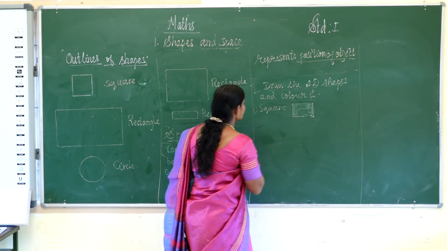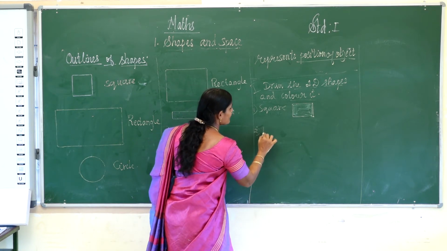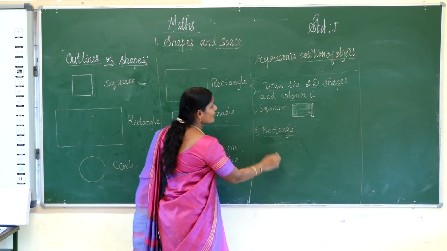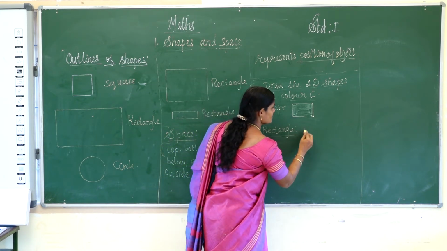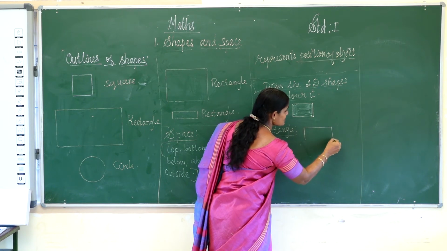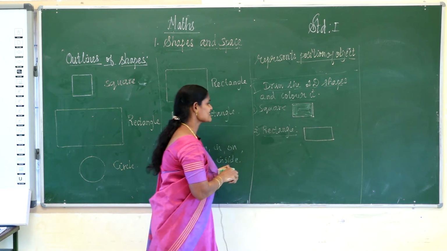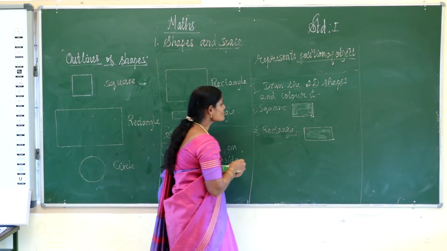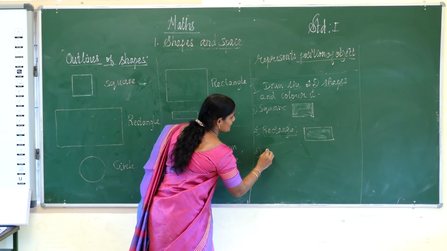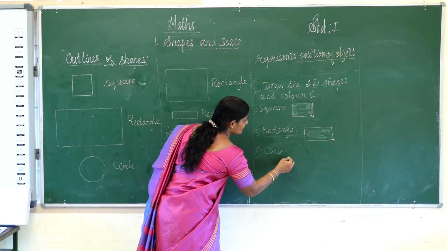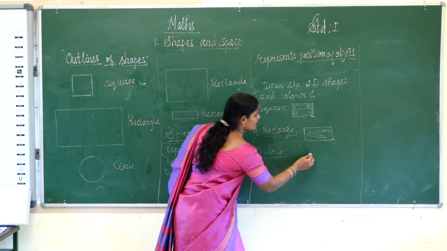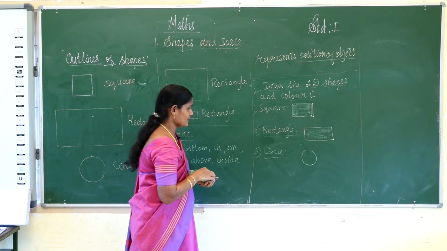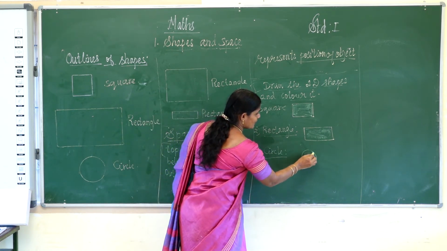Okay, then second one is rectangle. How did you draw rectangle? So first side, then second side, third side, this is the fourth side. This is the rectangle and color it. The next one is a circle. How did you draw circle? Like that. Okay, this is the circle. So you color it.